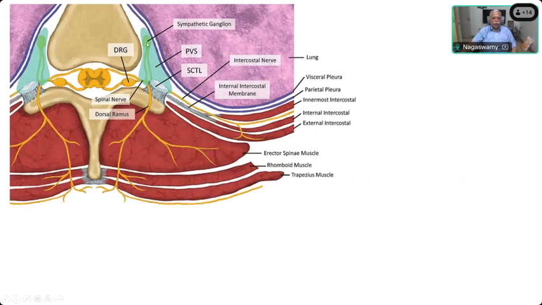So the space actually is the green space here. The sympathetic ganglion is also there. So our aim is to deposit the local anesthetic in this area and in this area. So if you want to do a bilateral block, you have to inject the drug on both sides.